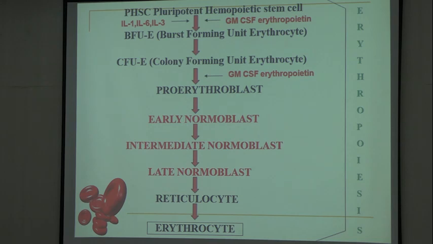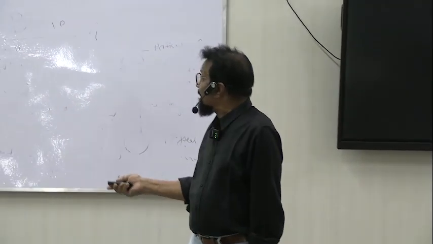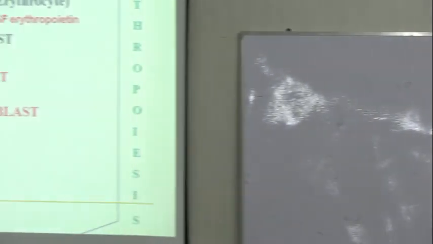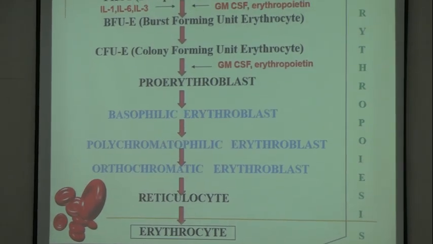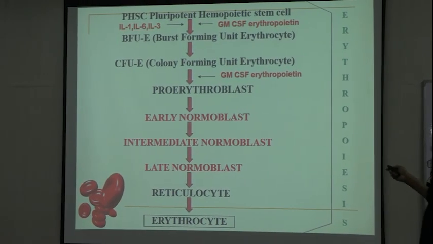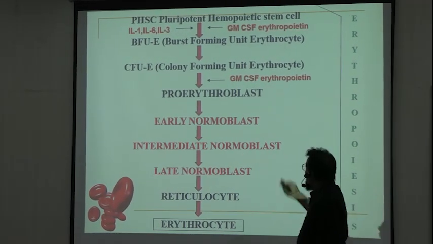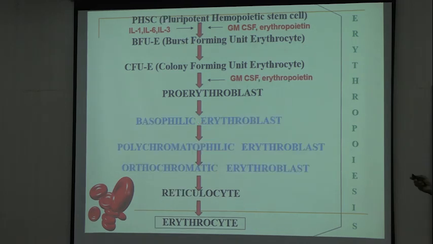Now the CFU will be converted by these factors into pro-erythroblast, as per the American nomenclature. Another system of nomenclature is there, the British nomenclature. From pro-erythroblast, the next step is early normoblast. This is as per British nomenclature, but in the other system it is not normoblast, it is erythroblast. So all these are blast forming cells, blast cells.